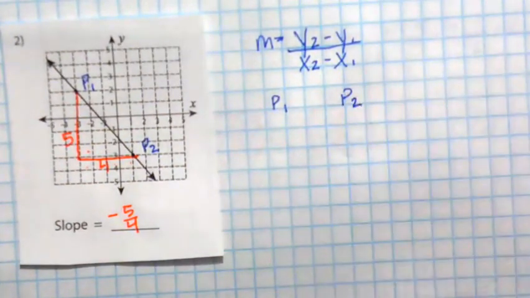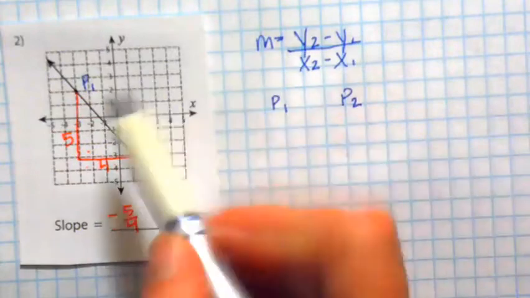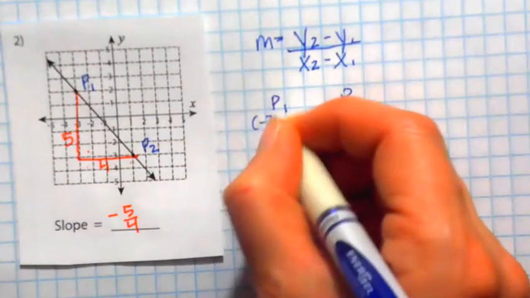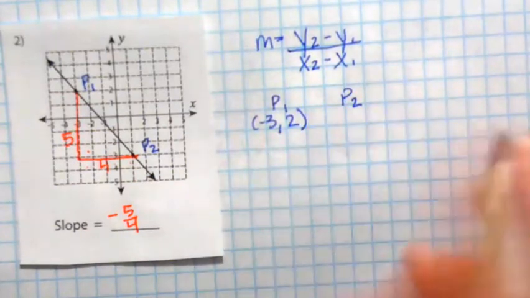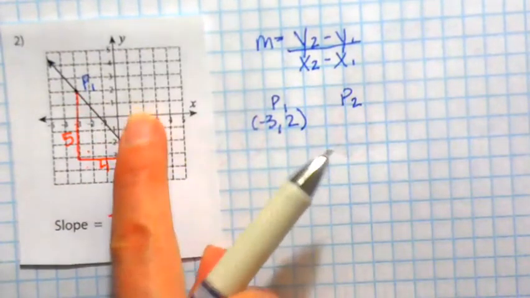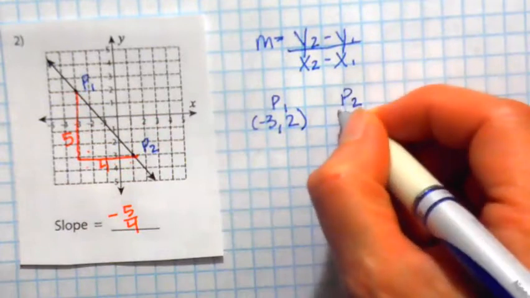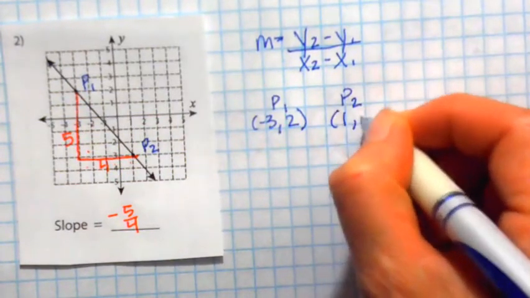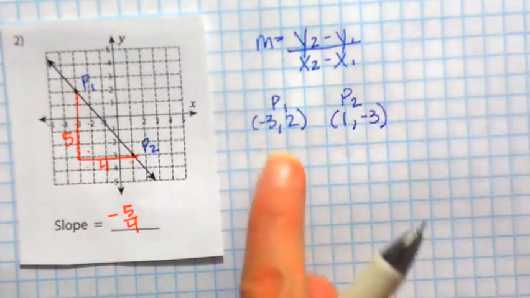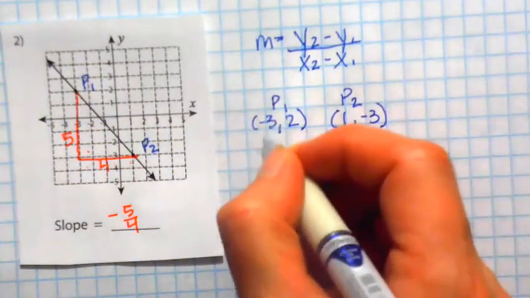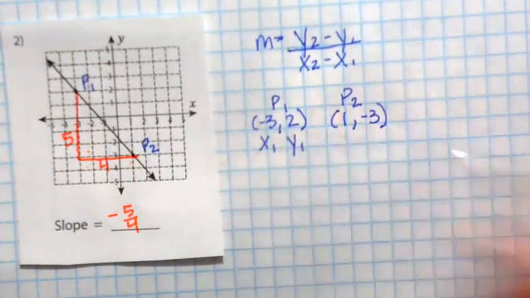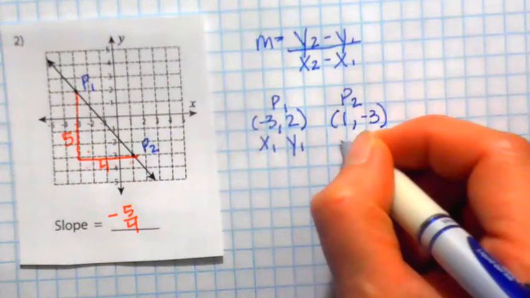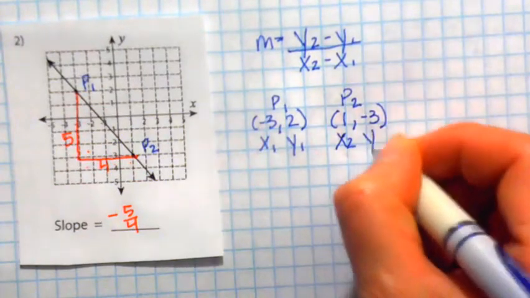I'm going to name my coordinates. Point 1 is at -3, +2. And point 2 is at +1, -3. Since this is my point 1, it's going to have x1, y1. And since this is point 2, it's going to have x2, y2.